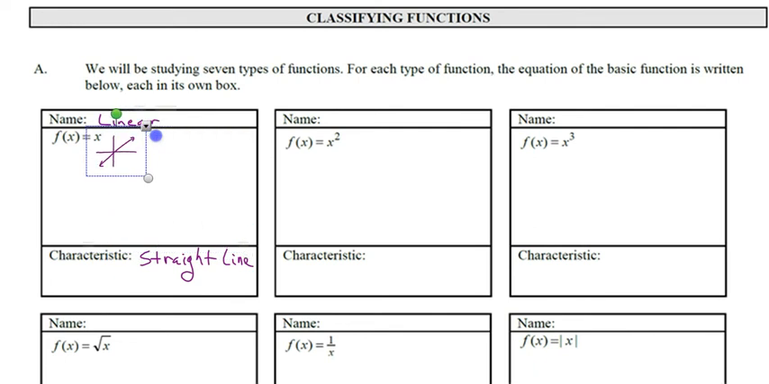Now we'll have room. Okay, what's this guy? What's it look like? Okay, so name? Quadratic. Characteristic? Parabola. So it's a U-shaped curve, right? U-shaped.